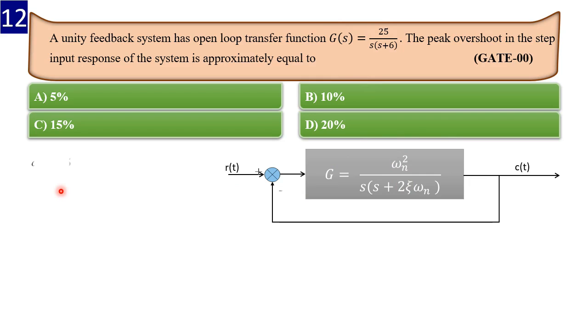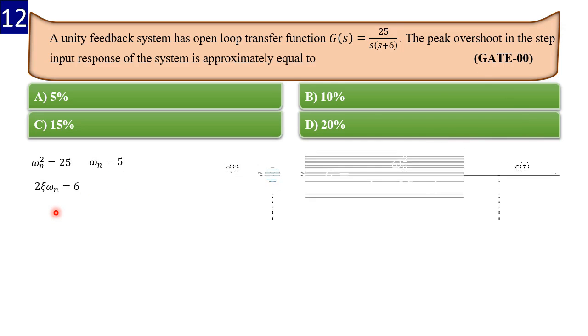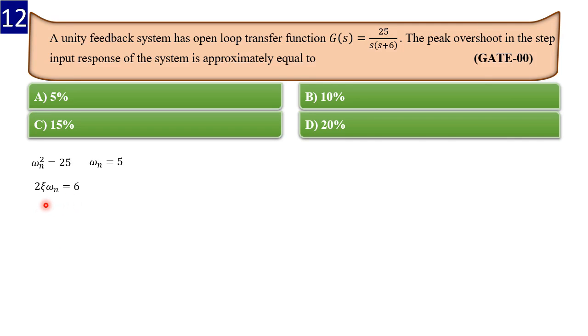We can find this by comparing this open loop transfer function with the standard open loop transfer function. So omega n square is 25, 2 zeta omega n is 6. Omega n is 5 here, so zeta omega n is 3. Now we have to divide it by 5, so the value of zeta will be 0.6 and omega n is 5. For calculating the peak overshoot, only zeta is required. The formula for peak overshoot is given as this. Now we put the value of zeta, 0.6, in this to get the percentage peak overshoot. It is asking in percent, so I'm multiplying it by 100.